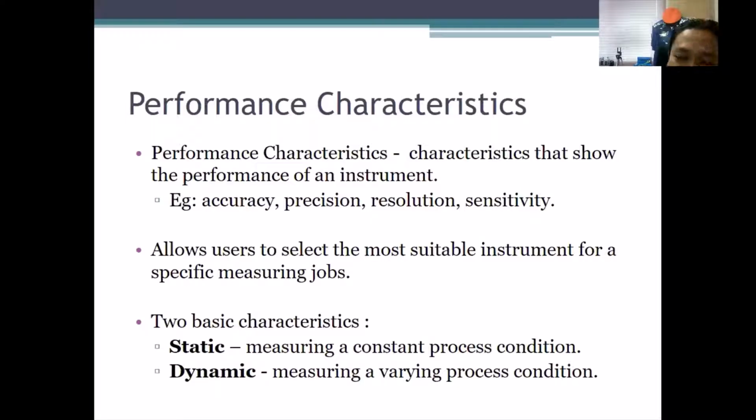For example, we measure the battery cell. This is a static measurement, with no dynamics. From this cell we use our digital multimeter and measure the voltage here. So this is called static measurement, or constant process condition.